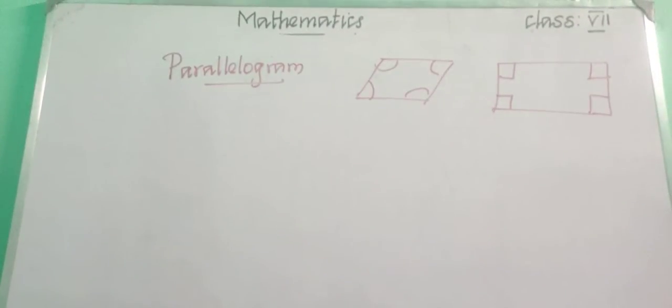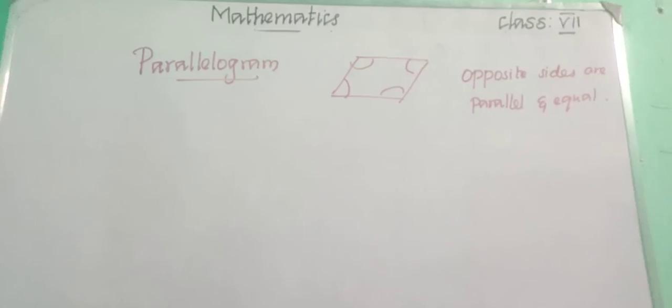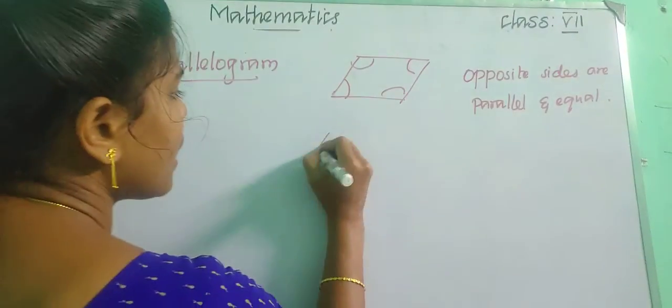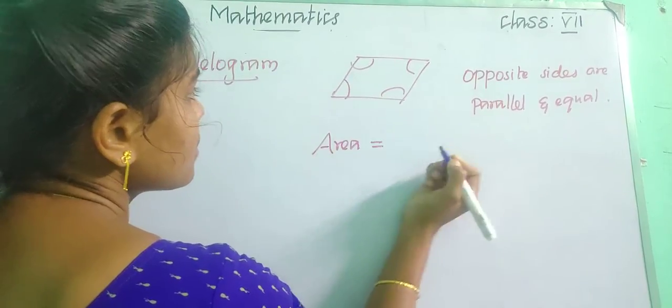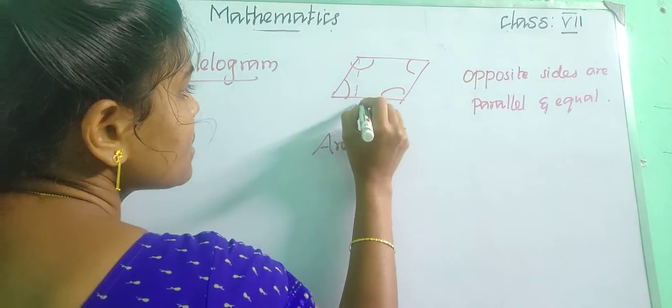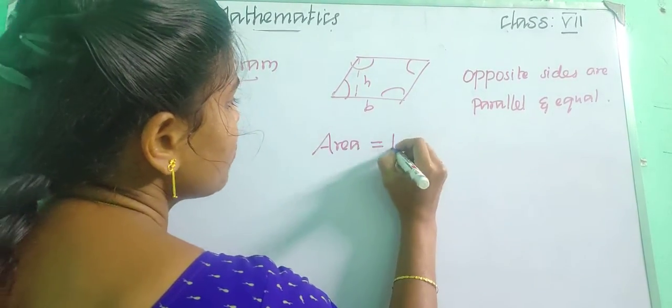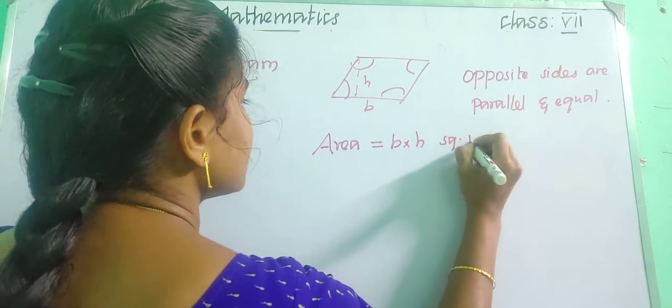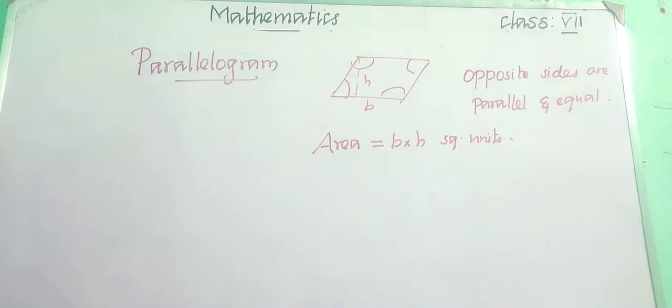Okay, children. So simply, what are all the properties we have learnt in parallelogram? The opposite sides are parallel and equal. So we have learned the formula for area of a parallelogram, right? What is the formula? Area equal to, this is height, right? This is height, so this is base. So area equal to base into height square units. Area of a parallelogram equal to base into height square units. Is it clear, children?